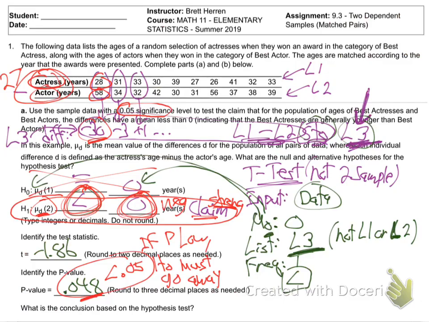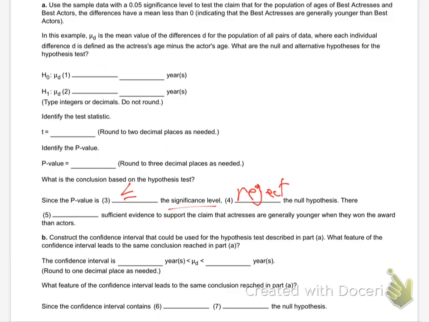We said we rejected the null. The null must go away. So reject the null. There is sufficient evidence to support the claim that actresses are generally younger when they win the award than the actors. All right, now, last thing is they want us to go into a confidence interval.